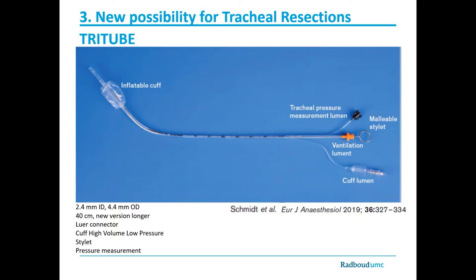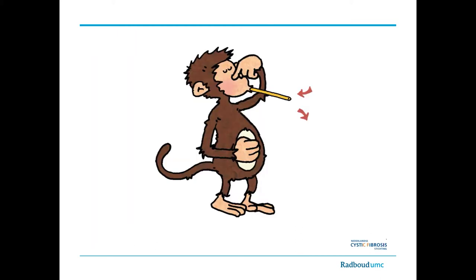As you can see, Tritube has three lumens. One is for tracheal pressure measurement, one is for ventilation, and then of course there's also a cuff lumen. The question is, how can you ventilate an adult person through such a small channel? You need a special ventilator for that. I'll show you one.